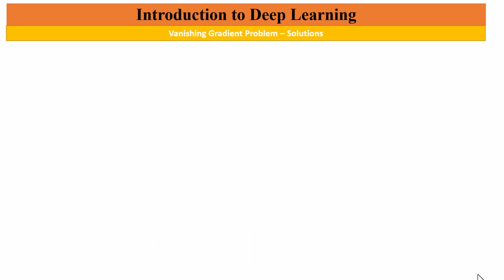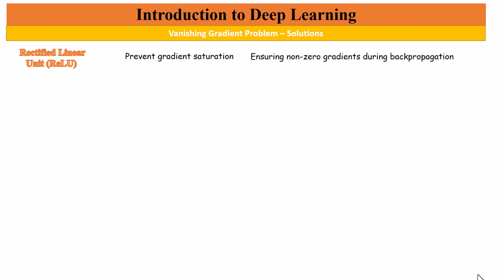Now it is the time to discuss solutions of the vanishing gradient problem. It can be effectively mitigated through several strategies. Rectified linear unit and its variants, for example, leaky ReLU and parametric ReLU, prevent gradient saturation by allowing positive activations to pass unchanged, ensuring non-zero gradients during backpropagation.